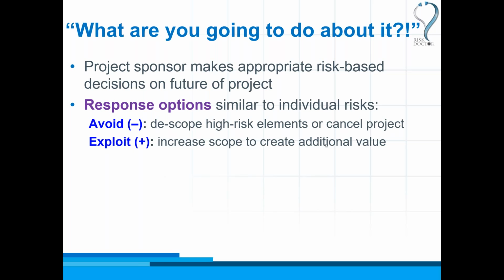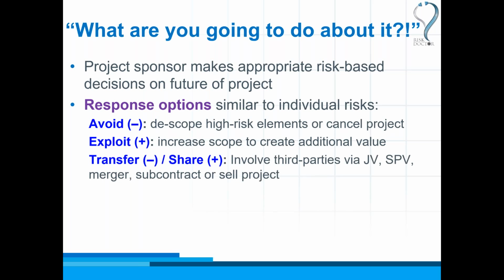With individual risks, sometimes we find that we can't manage the risks ourselves. We have to ask other people for help. And we have risk transfer, which is to deal with threats, or risk sharing, which is to deal with opportunities. And we can transfer or share elements of overall project risk in the same way by involving others. So we could create a joint venture or a special purpose vehicle, or we could merge with another specialist company, or we could subcontract elements of the project, or maybe sell the whole project to somebody else. These are risk transfer and risk sharing options, and they are affecting the whole project. Again, these are not decisions for the project manager, they're decisions for the project sponsor.